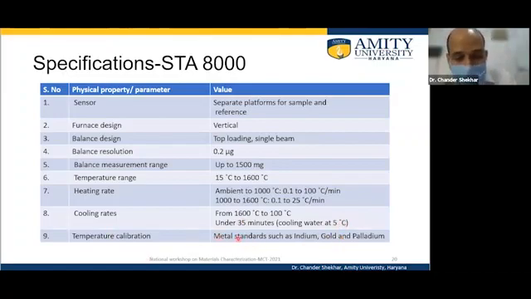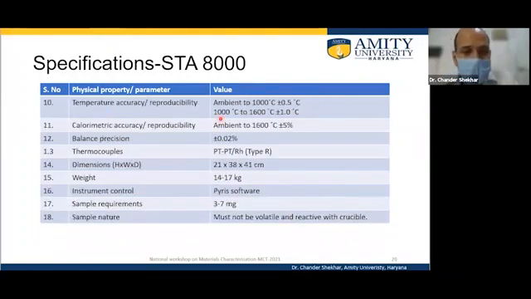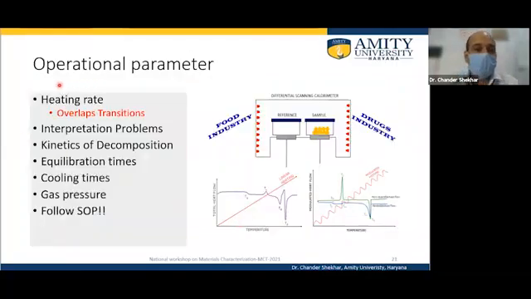The calibration of the instrument is generally done using indium, gold, or palladium. The temperature accuracy is 0.5 degrees centigrade up to 1000, and beyond 1000 it is 1 degree centigrade. The calorimetric accuracy is 5%. Balance precision is 0.02%, and a platinum rhodium type thermocouple is used. It is quite light, 14 to 17 kg, and we have the fire software.